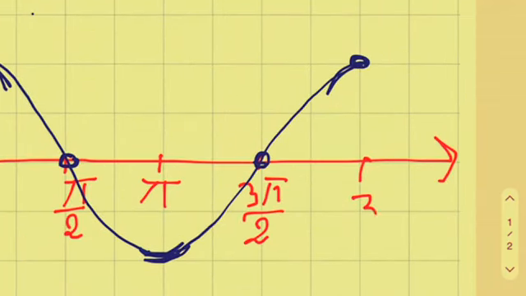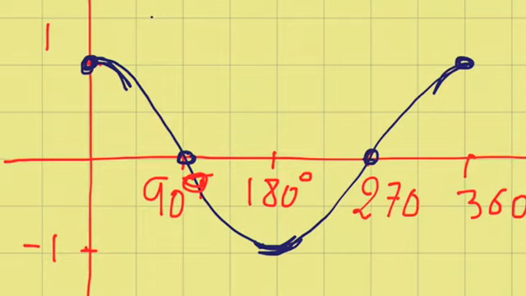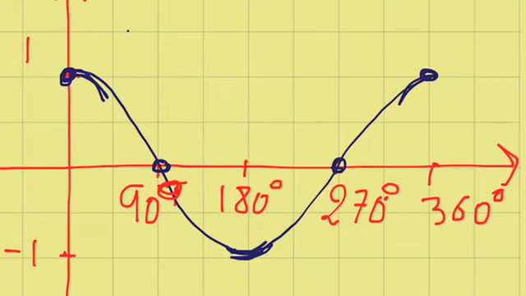If you use degrees, you get the same graph. The only difference is that 2 pi is 360 degrees, and pi is 180 degrees. Pi over 2 and 3 pi over 2 are 90 degrees and 270 degrees, but the graph is still the same graph.